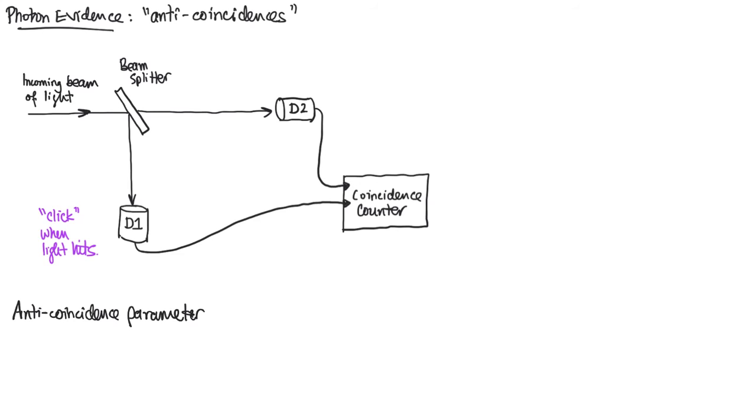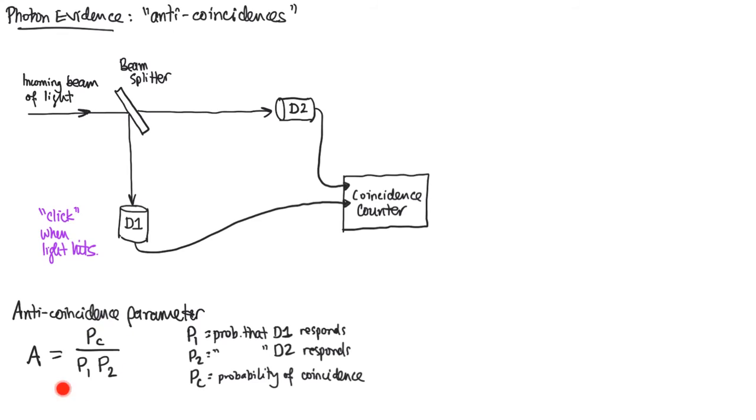And we'll give it the uninspired name A. So A is our anti-coincidence parameter, which is given by the ratio involving three quantities. Okay, we'll start with the denominator first. P1 here is the probability that detector 1 is responding or clicking. P2 is the probability that detector 2 clicks. And PC is the probability of getting a coincidence, that detector 1 and detector 2 click at the same time.